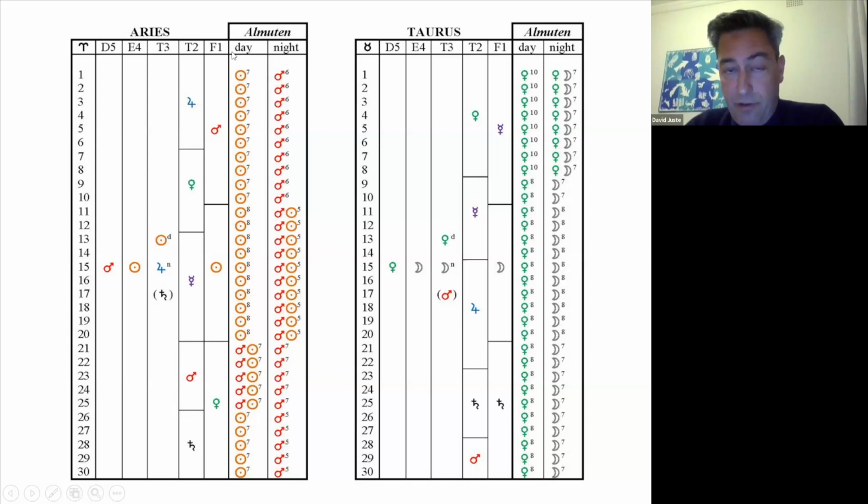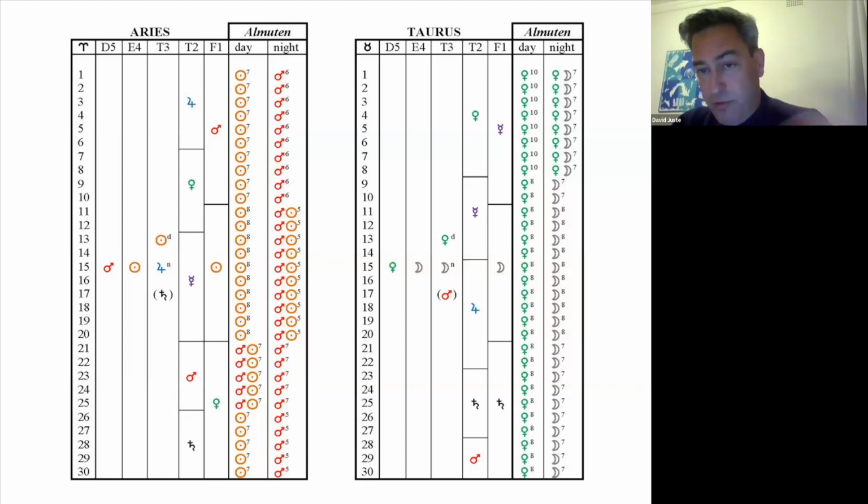And then I have, in the last 2 columns, I calculated the Almuten for you by day and by night. And by day, it is the Sun in the 1st degree of Aries with 7 points. Why 7? Because it's 4 for the exaltation and 3 for the triplicity by day, and so on and so on. So for each, in your handout, you have the full list.